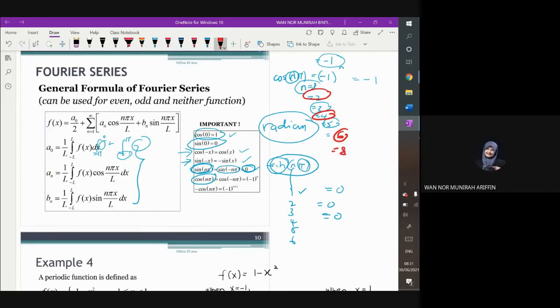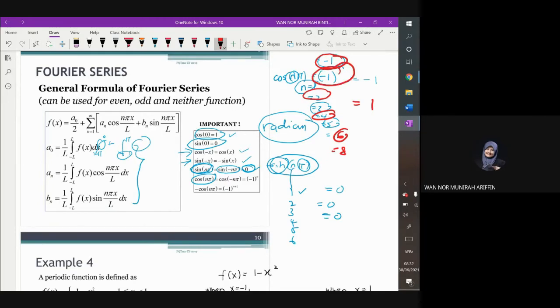So, your cos n pi will always be positive. I want to say that cos n pi always alternates between positive and negative 1. That is why we put negative 1 to the power of n for cos n pi. So, that is the idea.